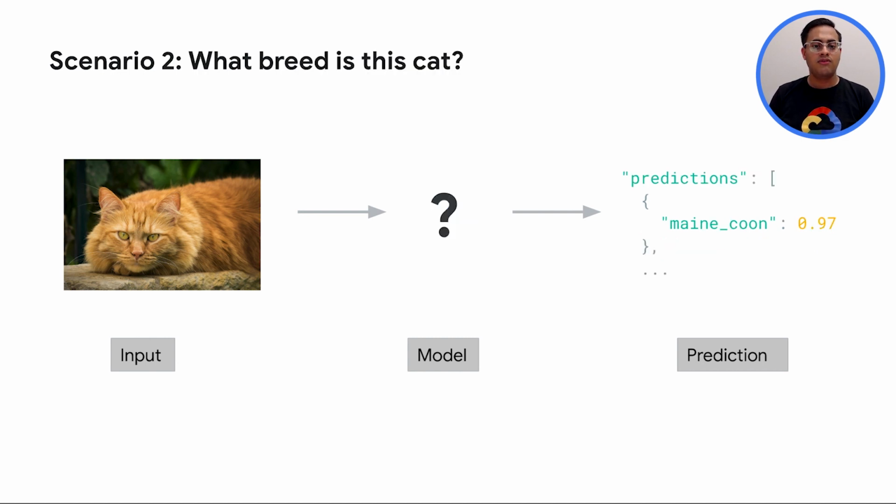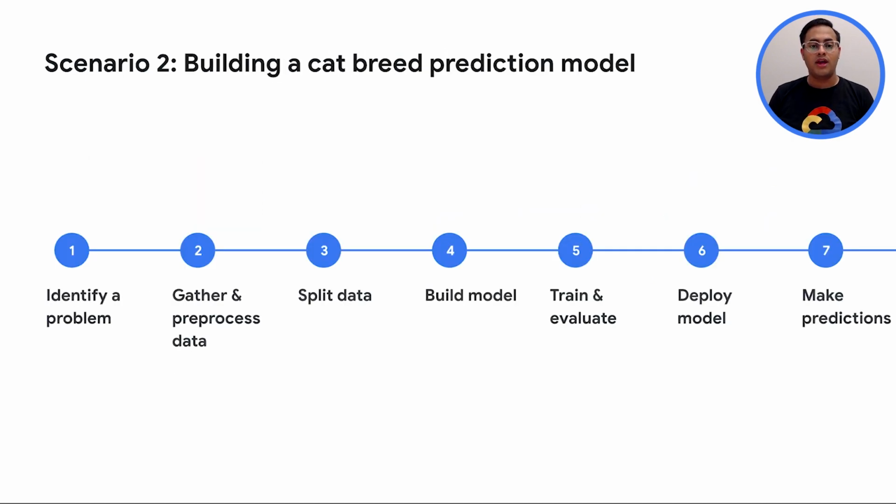But now, if you know that your input image is a cat, you now want to know what breed of cat it is. Then how can this be accomplished? A pre-built API would not be helpful in accomplishing your task here. We would, in fact, need a custom cat breed prediction model. Let us now see how you can build a custom cat prediction model in general.